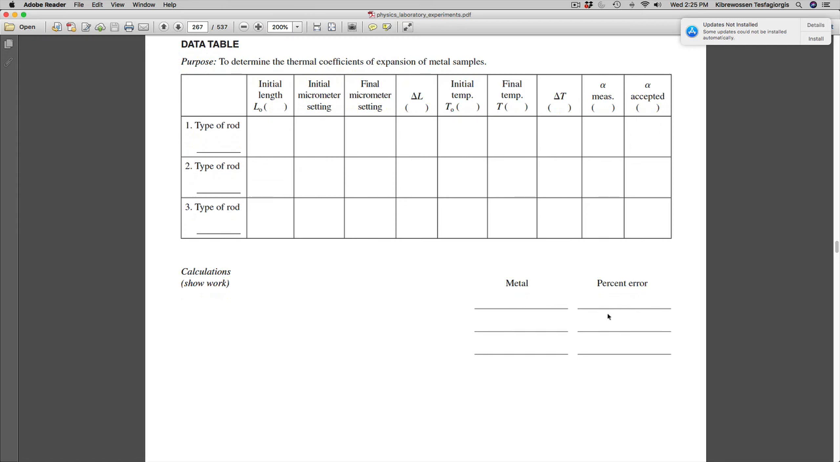You just simply use the equation and then find those formulas. Find the alpha measured and the alpha accepted.